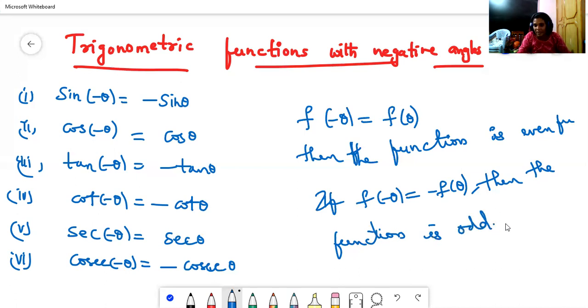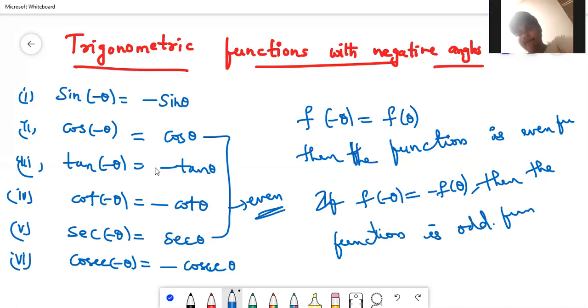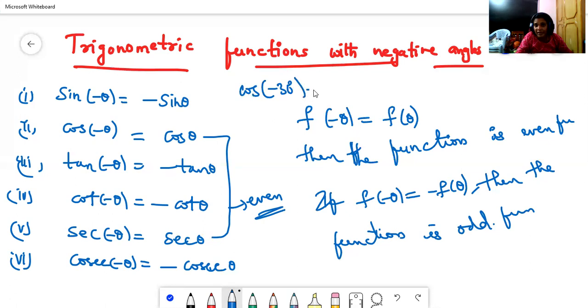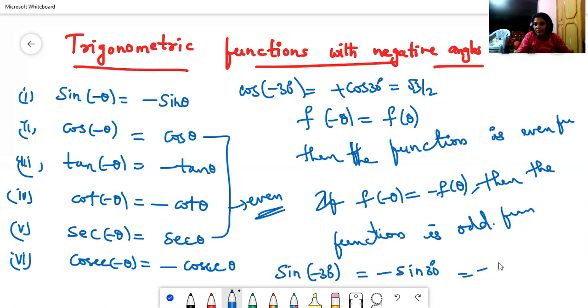So from this relation, cos and sec are even functions. The remaining all are odd functions. So you have to remember, cos of minus 30 degrees will come as plus cos 30 degrees, that is equal to root 3 by 2. If sine of minus 30 degrees is there, then you can write minus sine 30 degrees. It is equal to minus 1 by 2.